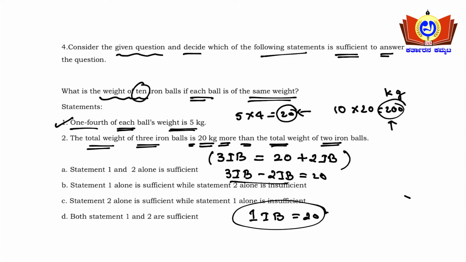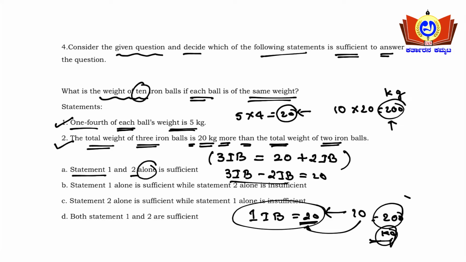So if you get the weight of 1 iron ball, there are 10 iron balls, so 10 into 20, that will be 200 kg, the total weight of 10 iron balls here. Hence statement 2 alone is also sufficient to answer the question here. Hence the correct option is that statement 1 alone and statement 2 alone are each sufficient to answer the question. Option A will be the right answer here. So moving on to the next question.